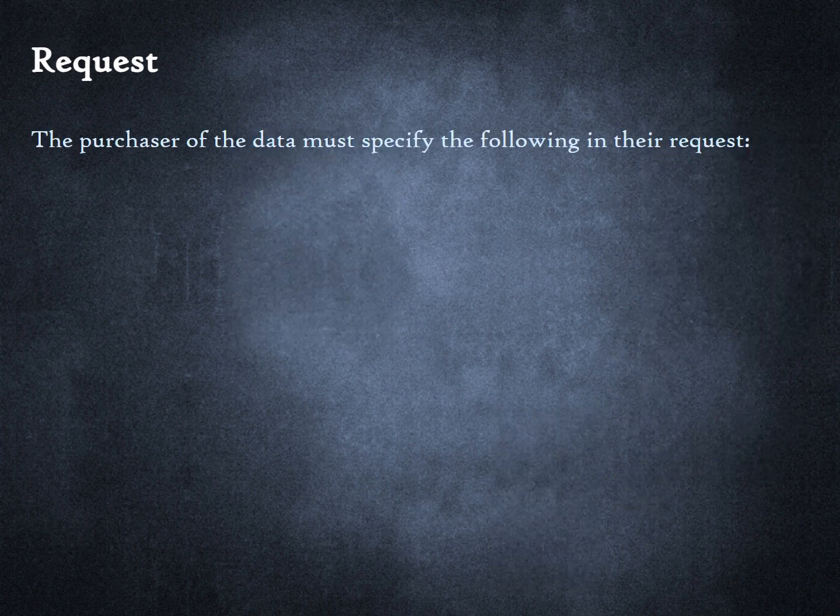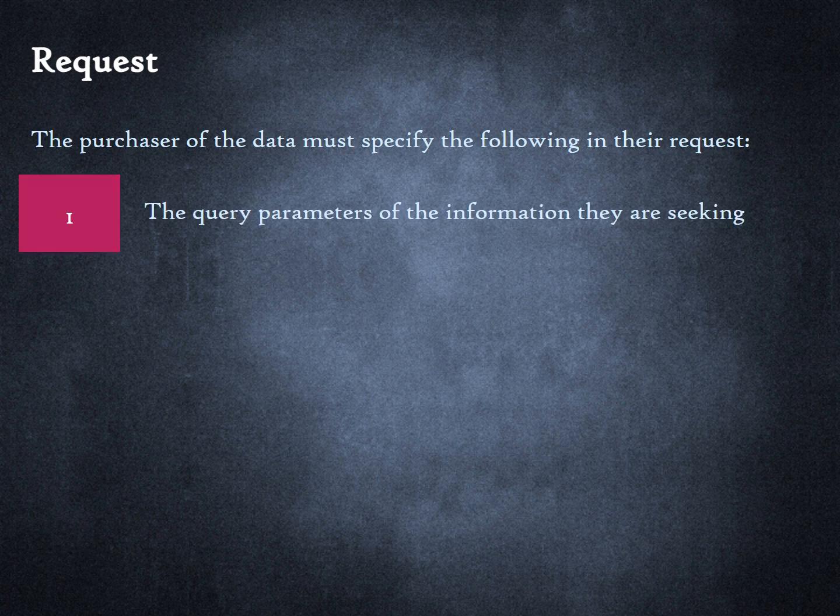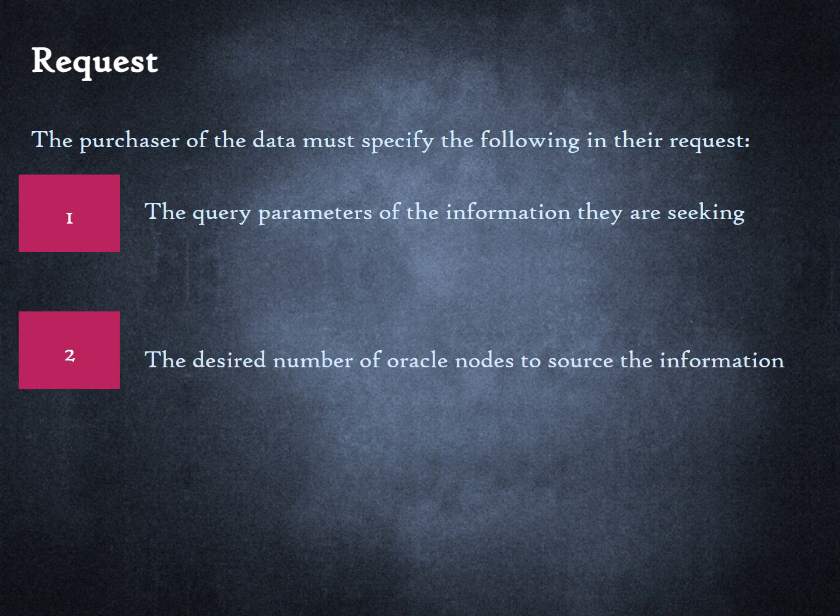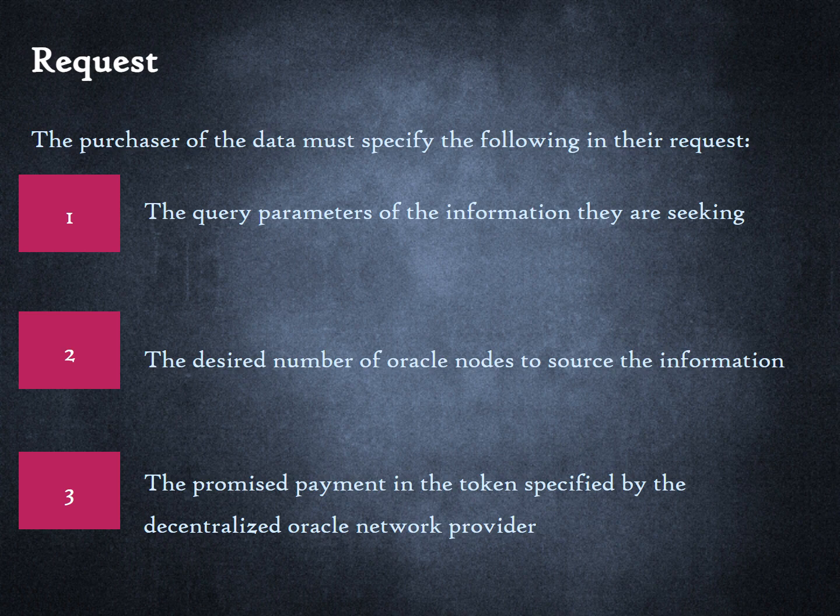The purchaser of the data must specify the following in their request. First, the query parameters of the information they are seeking. Second, the desired number of Oracle nodes to source the information. Finally, the promised payment in the specified token. In Chainlink, the payment is in the form of Link tokens, an ERC20 token issued by Chainlink.